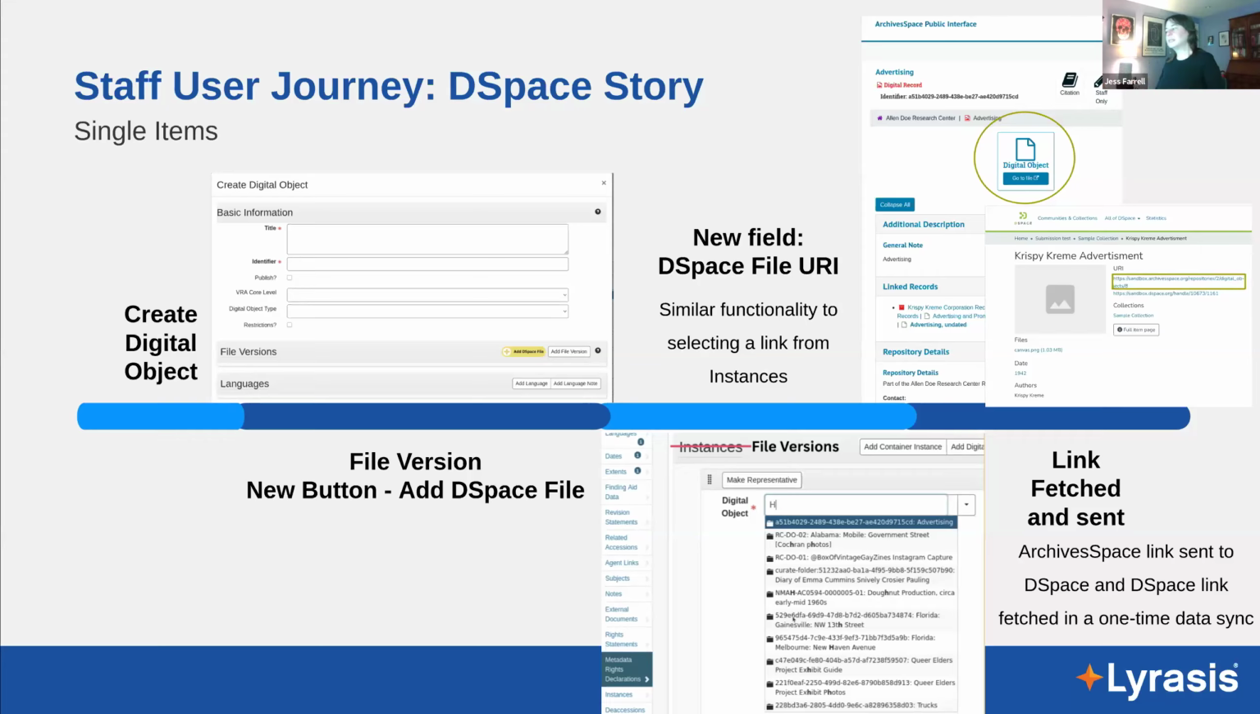You would then select the digital object, and after saving and closing the object, you would be able to see the digital object in ArchivesSpace, and then in DSpace, the ArchivesSpace digital object would also be added. So again, that would require some more configuration on the DSpace side to accept the data that is being sent from ArchivesSpace. But that is the idea there.